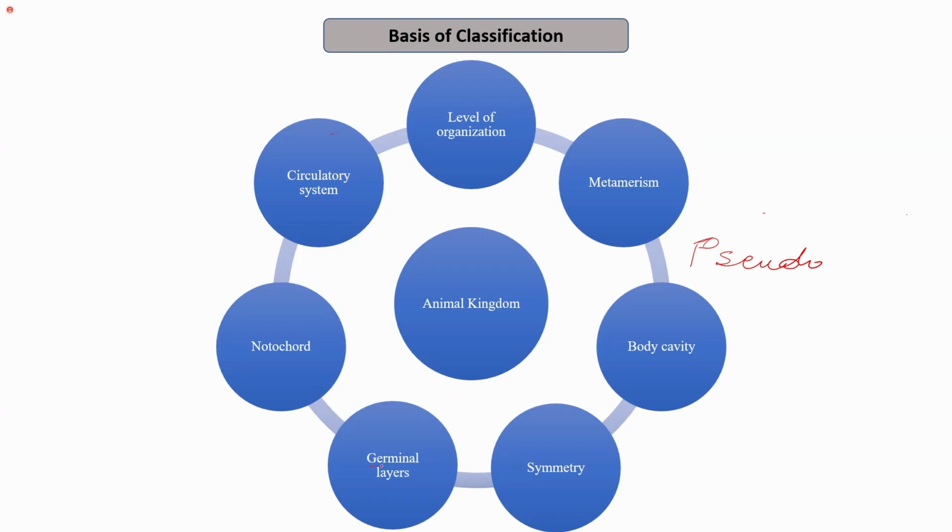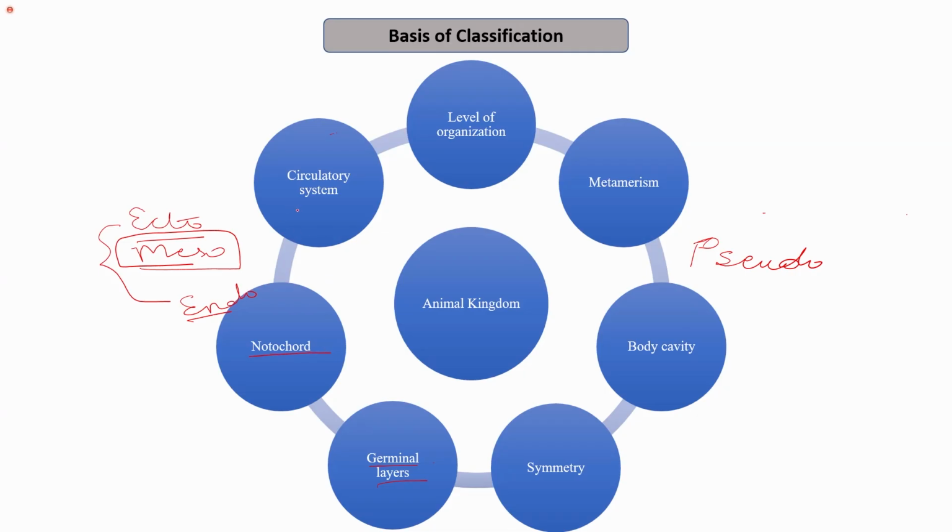Similarly, on the basis of germinal layers, we discussed that there were 3 germinal layers. One was the ectoderm, the outer one, then the inner one, which was the mesoderm, and the third one was the endoderm. In some phyla, all 3 germinal layers are present, like ecto, meso, and endo, while in some only ecto and endo are present.